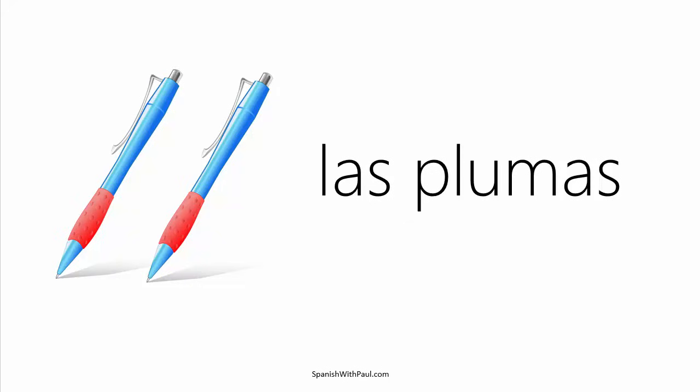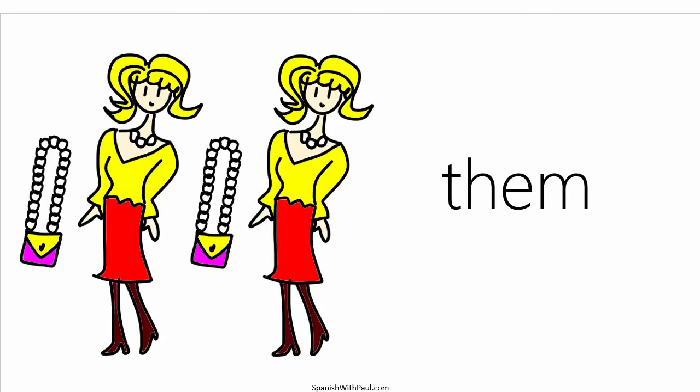Now switching over to a feminine noun, the same thing happens. Here we have las plumas, so the pens, plural. So if we wanted to say I see them when referring to those pens, it would be las veo. And this las stands for, say, two females or a group of females. If we again wanted to say I see them, it would be las veo. Let's run another quick test.